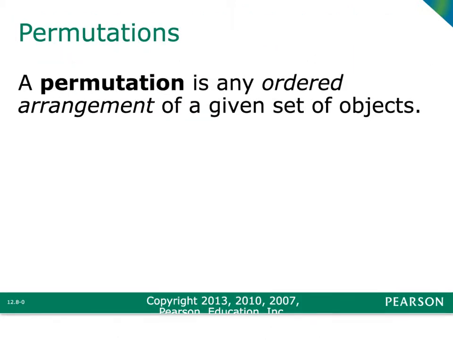Permutation. A permutation is any ordered arrangement of a given set of objects. So an example would be ways that you finish a race, first, second, and third. Ways that you could elect somebody, president, vice president, secretary, and treasurer. If the order matters, it's considered a permutation.